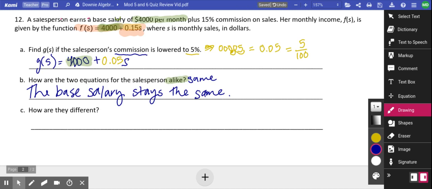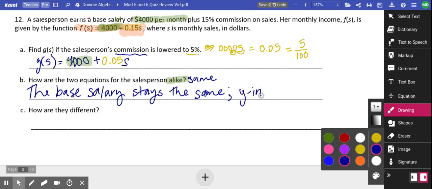Now, how are they different? When the base salary stays the same, this means that our y-intercept did not change. Our y-intercept did not change.